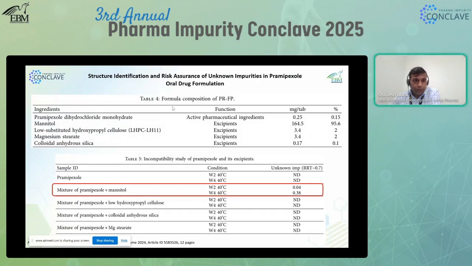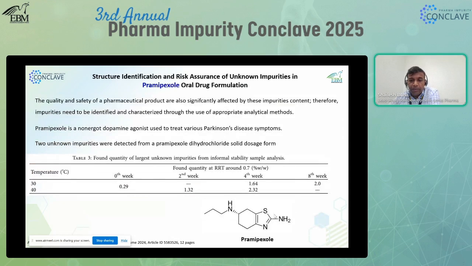Pramipexole has a composition of, suppose, mannitol, HPC, magnesium stearate, and some colloidal silica. When pramipexole is mixed with mannitol, we can see this impurity of 0.38%, RT 0.7. I have taken only one impurity as an example. They are increasing, two of them, but we will understand the first impurity only. 0.38% with mannitol. If you look at the structure, there is a primary amine, a secondary amine, some heterocyclic structure also, and a side chain ring also.